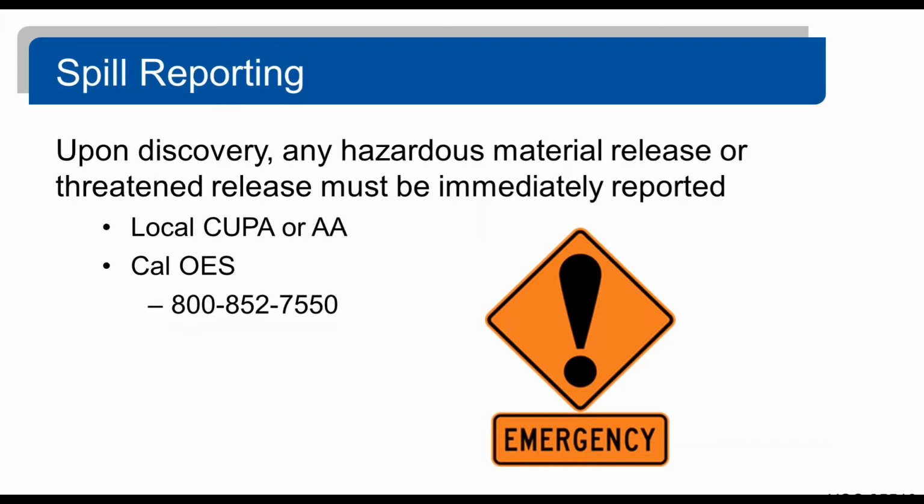Upon discovery of any hazardous material release or threatened release, you must immediately report or make notification to the local CUPA or the AA, the administering agency, and Cal OES. So those are the two agencies. Regardless of quantity, any amount, you must make notification to the CUPA or the AA, as well as Cal OES, the Governor's Office of Emergency Services.